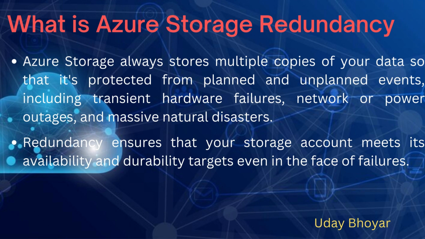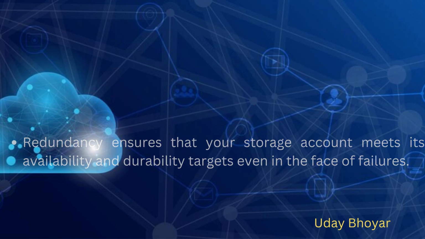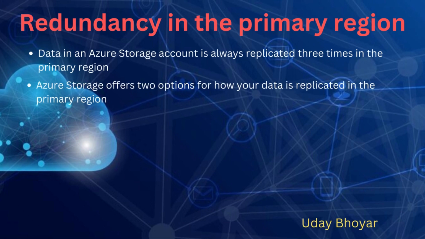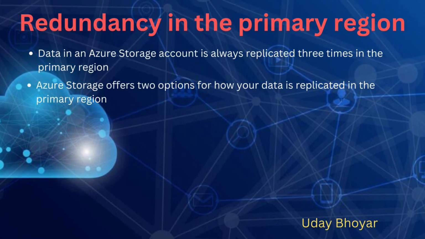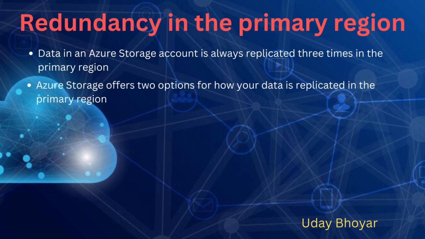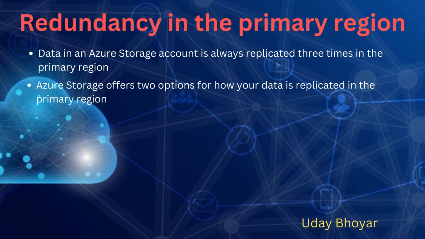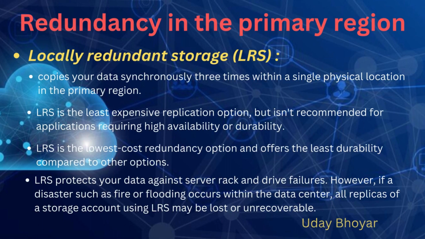So let's try to understand what redundancy in the primary region is. Data in the Azure Storage account is always replicated 3 times in the primary region. So there would be 3 copies of your data when you are storing your data in the primary region. And within the primary region, Azure Storage offers 2 options for how your data is replicated. Let's try to understand the options. One is the locally redundant storage option.